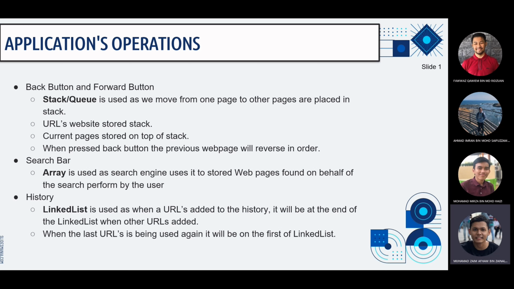Search bar: an array is used as the search engine. It is used to store web pages found on behalf of the search performed by the user. History: a linked list is used, as when URLs are added to the history, they will be at the end of the linked list when another URL is added. When the last URL is used again, it will be at the first of the linked list.